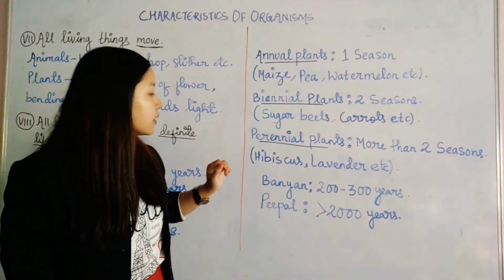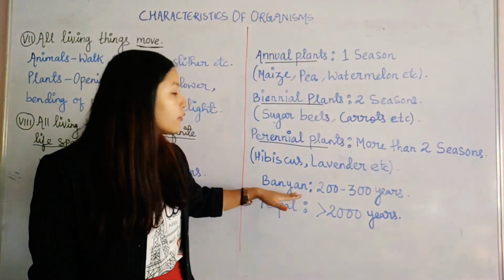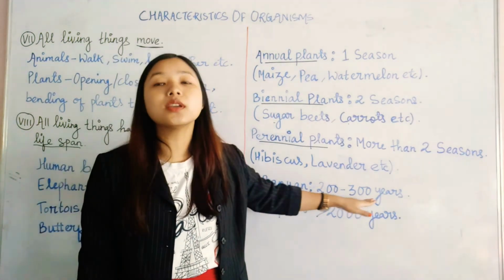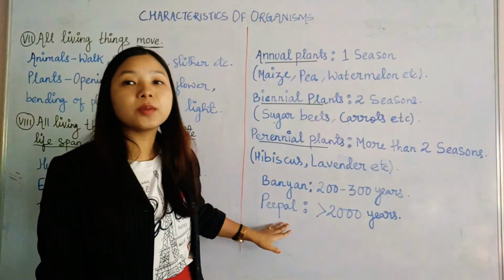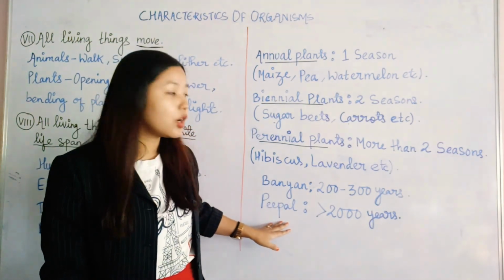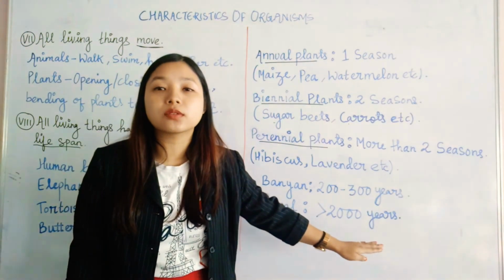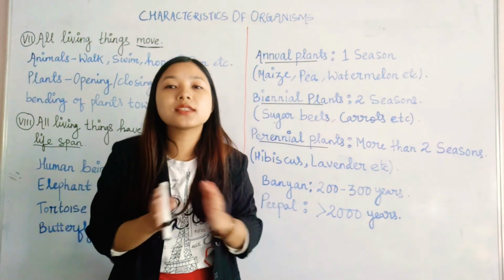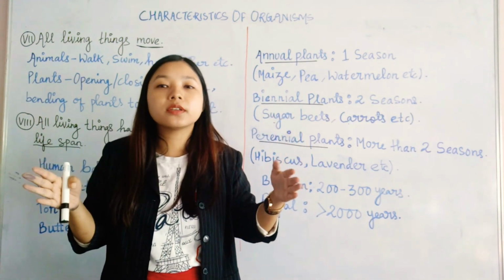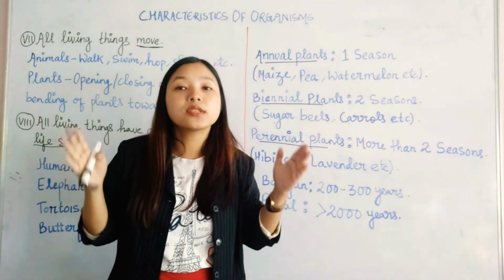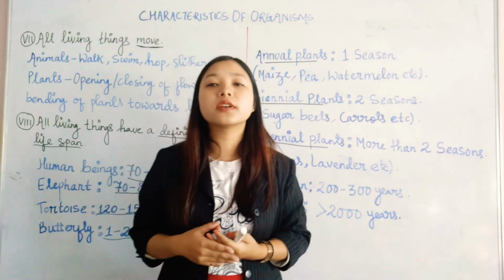You know children, there are some banyan trees which are known to live for about 200 to 300 years of age. And also there are some plants which are known to have lived for more than 2000 years. So lifespan is the average period up to which a living organism survives or stays alive. So these are some of the characteristics of living organisms.